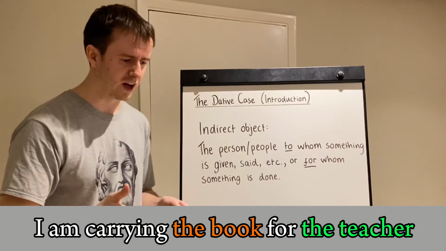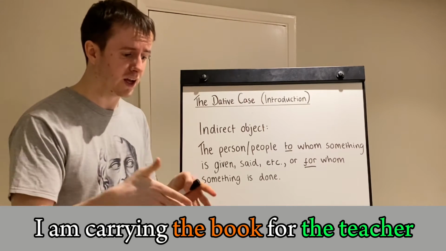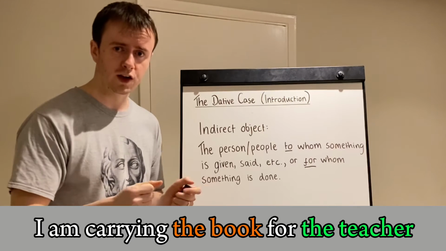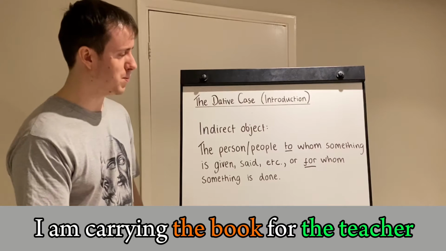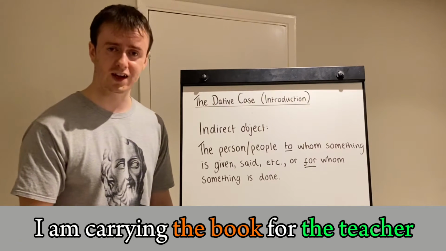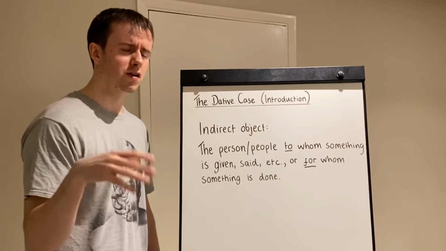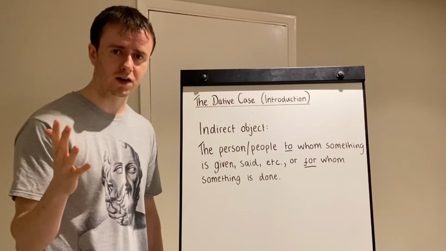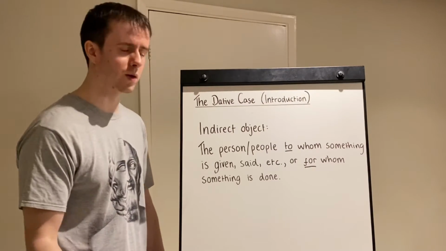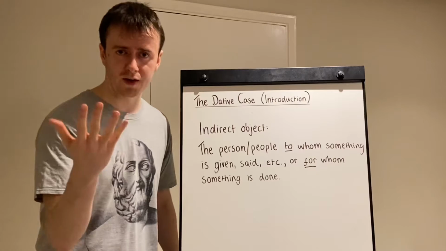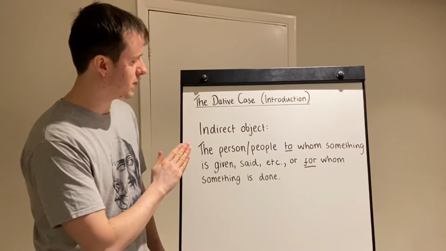The direct object is the thing that the action of the verb is being most immediately and most directly channeled towards. Whereas the indirect object is the person or the people to whom something is given, said, etc., or for whom something is being done. So that's the difference. But let's quickly look at an English example on the board to clearly illustrate this difference between the direct object, indicated by the accusative case in Greek, and the indirect object, which the dative case can indicate in Greek.